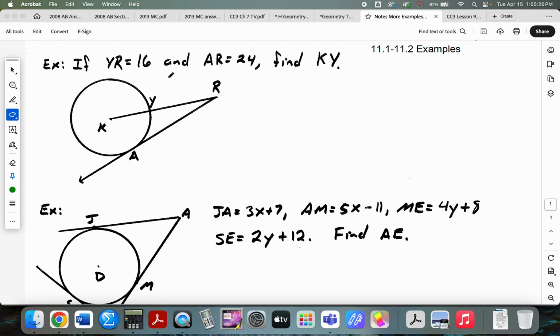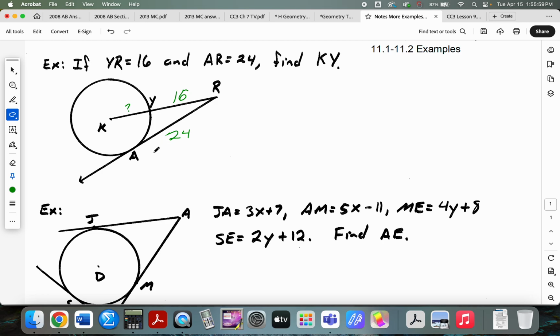If YR is 16, and AR is 24, and they want us to find the length of KY. Now, the wrong thing to do would be to assume that those two are the same length. They are in fact not the same length. KR is longer than AR is.